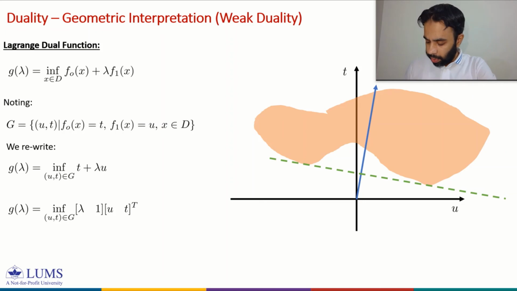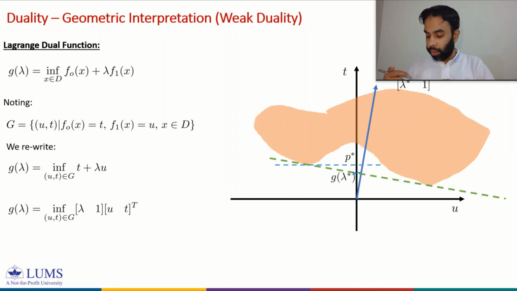So if we call this lambda star 1, and where this green line intersects with the t-axis, we call it g(lambda star), and we had p star above this g(lambda star), right? So in this case, the maximum value of the Lagrange dual function is less than p star, or we say we have weak duality, right?